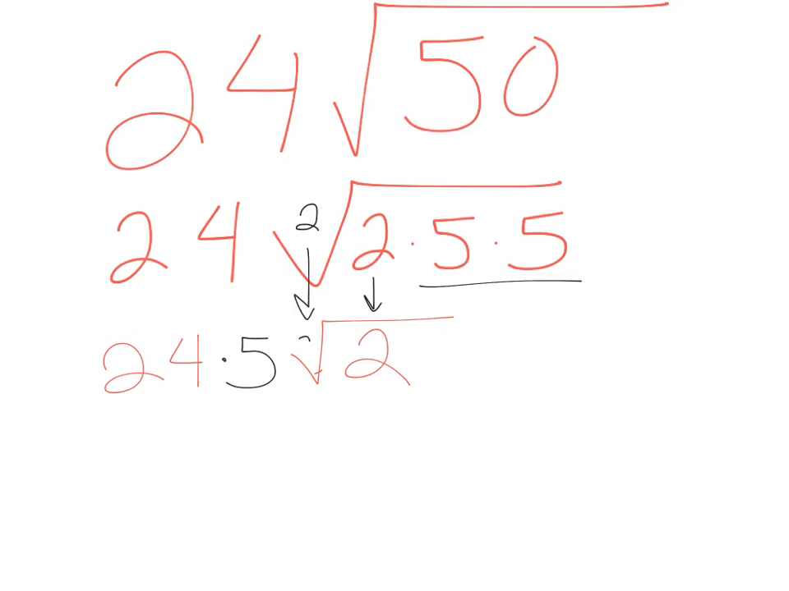Okay, this little 2 index you can bring down if you like to see the 2. And then we clean it all up, multiply outsides times outsides. 24 times 5 is 120.